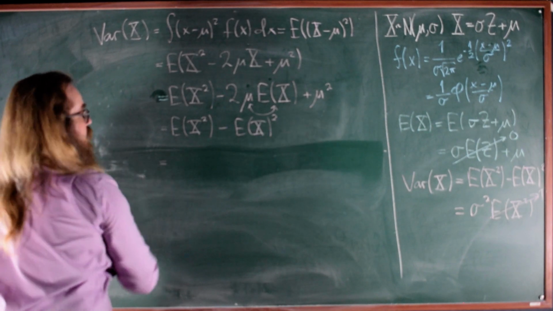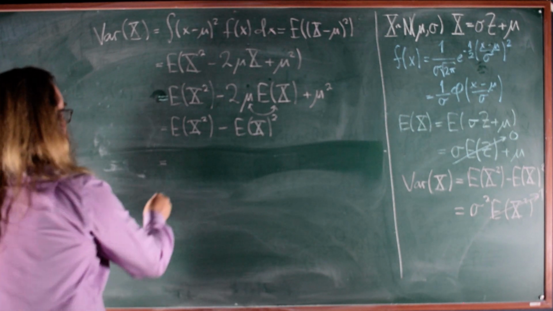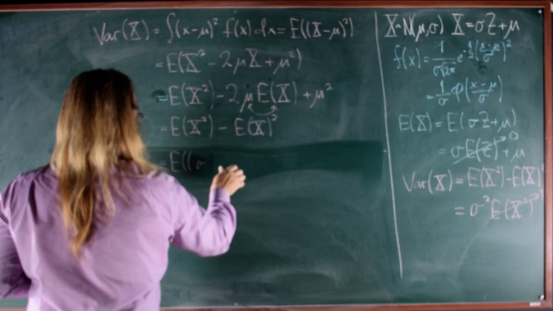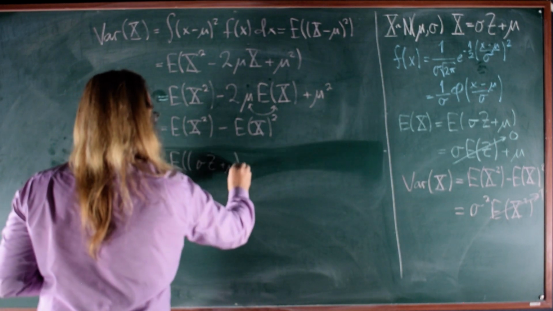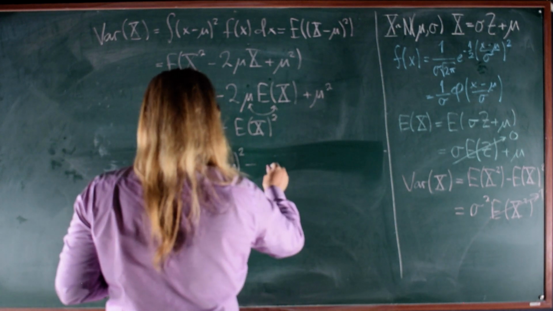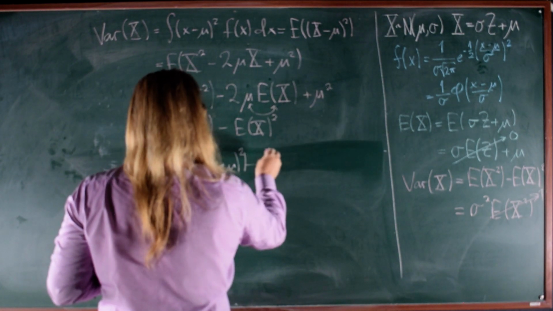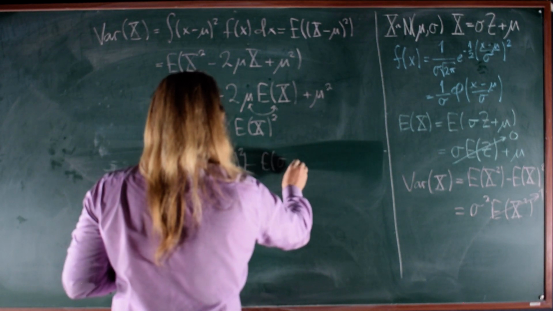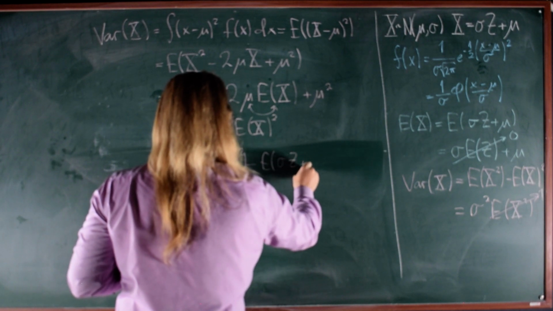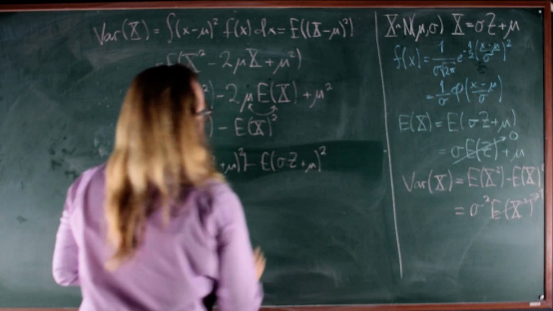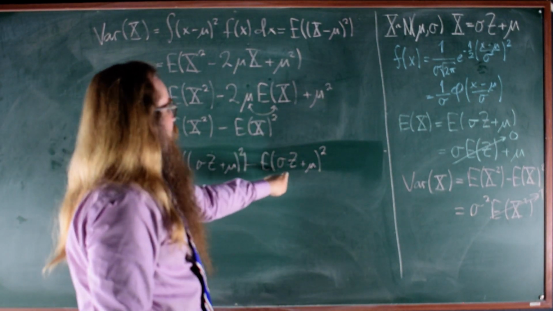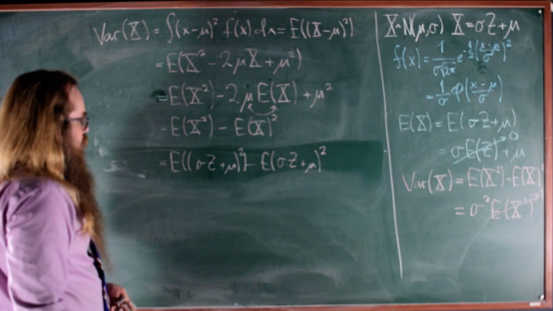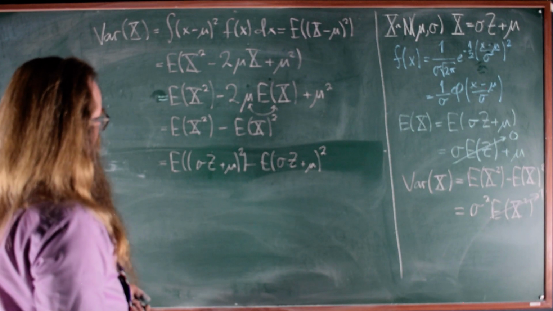So now we get this is equal to the expected value of (sigma z + mu) squared minus the expected value of (sigma z + mu) squared. All right, and we already showed what this is. We already showed that this is mu, but yeah, we'll get to that.